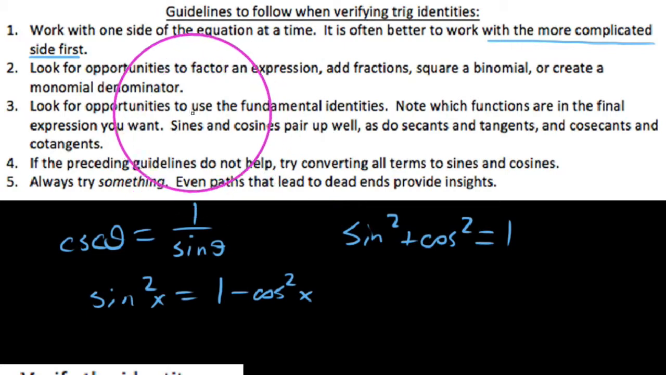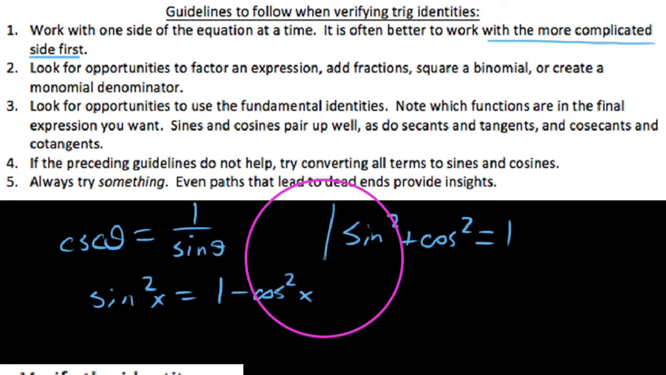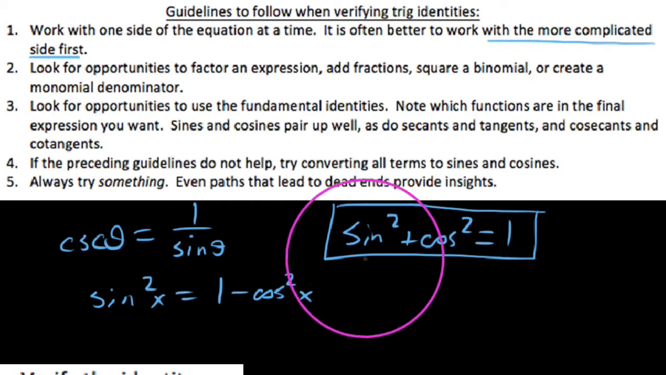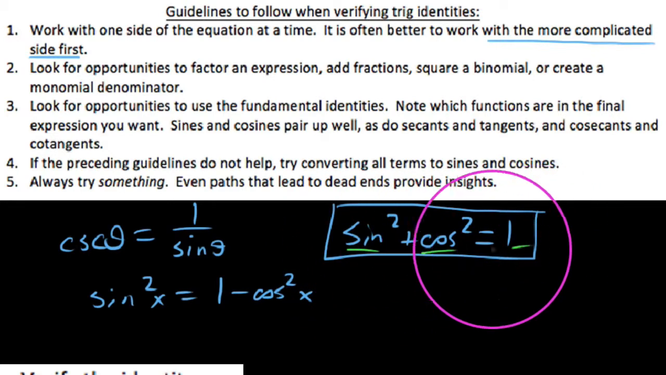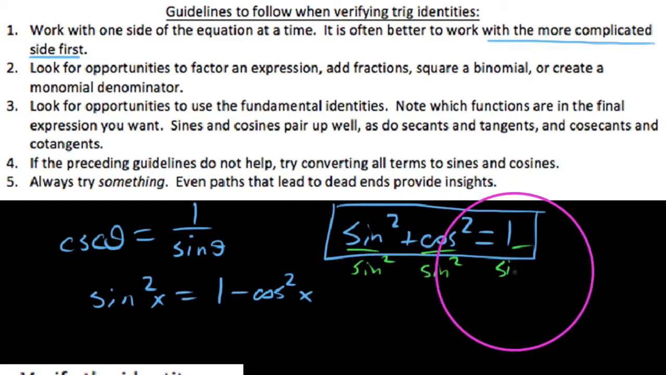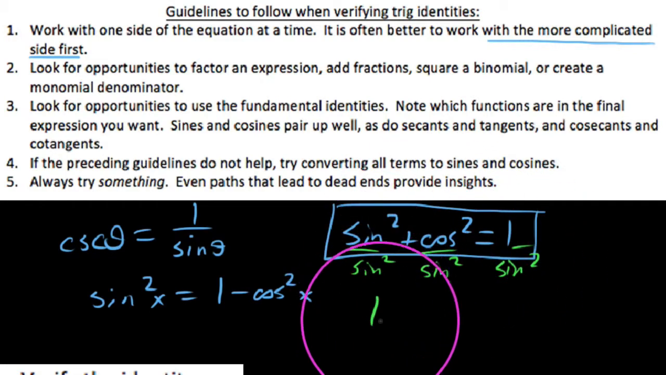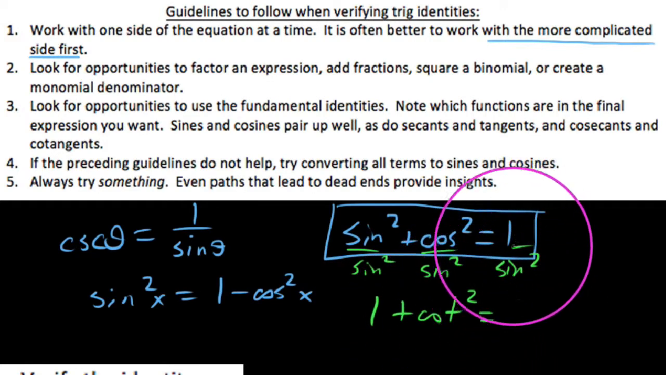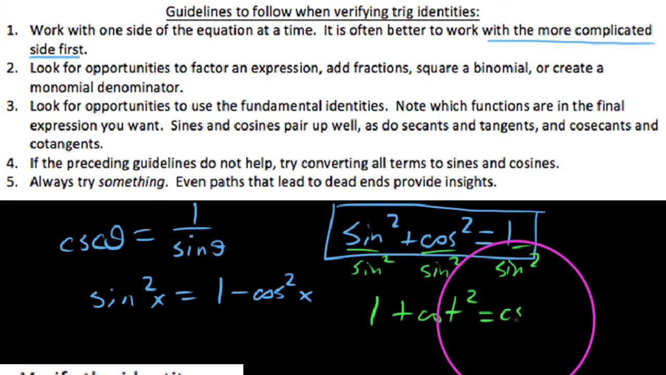okay? And then last but not least on this number 3, sines and cosines pair up well, as do secants and tangents and cosecants and cotangents, because of our Pythagorean identities. Remember, if this Pythagorean identity holds true, then we have 2 other Pythagorean identities that follow. If I were to divide all of this by, say, sine squared, this identity is already verified, then you get 1 plus cotangent squared equals, the reciprocal of sine is cosecant, so I get cosecant squared.